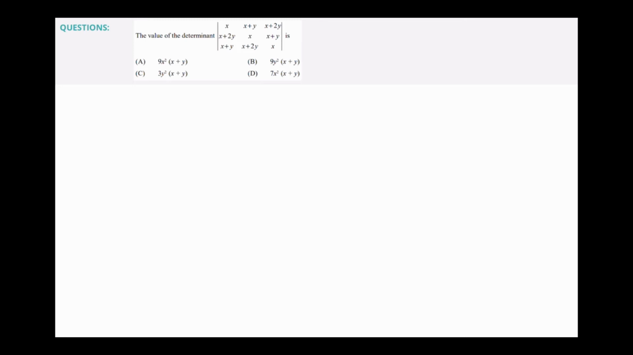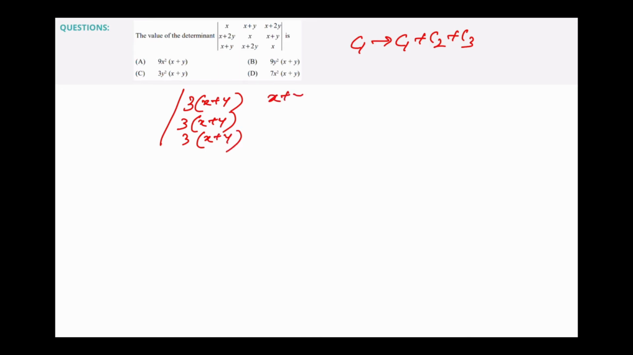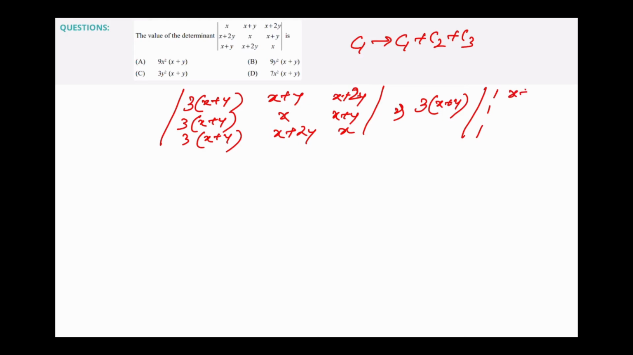Now by looking at this question, students, what we can see: if I add all the three columns, we'll be able to get a very common thing, what? 3x plus 3y, correct? Let's do it. So C1 is equal to C1 plus C2 plus C3. So what you'll get? 3 of x plus y, and 3 of x plus y. This is equal to x plus y, x plus 2y, x plus 2y, x plus y and x. Now take it out. The moment you took it out, 3 of x plus y, what you got? 1, 1, 1, x plus y, x plus 2y, x plus 2y, x plus y and x.